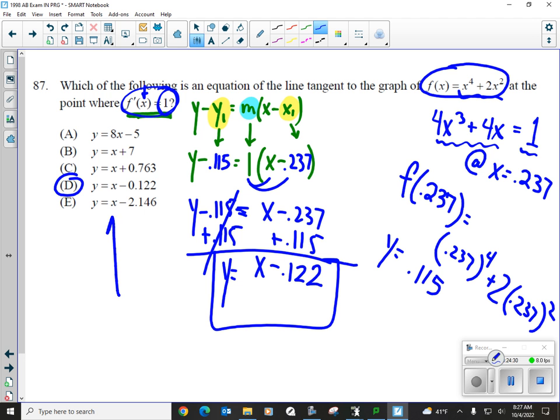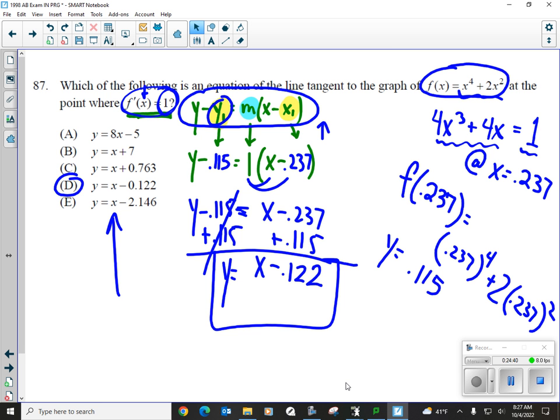Everybody freaks out when your answers look like this and you use this right here. I mean, literally, you're just taking this and bringing it over to this side, and just doing some basic algebra. Good.